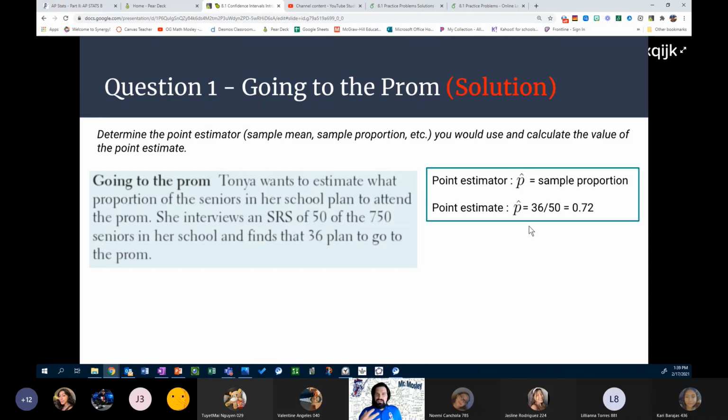Is there anything I can clarify on this example? All right, move on to the next one.